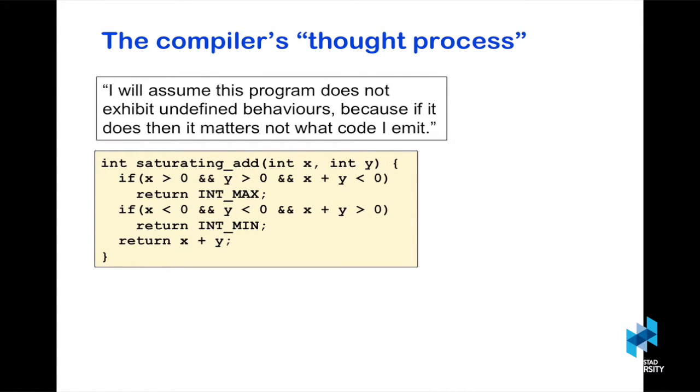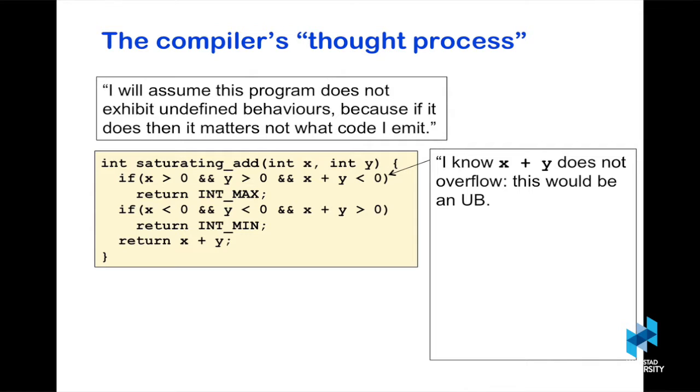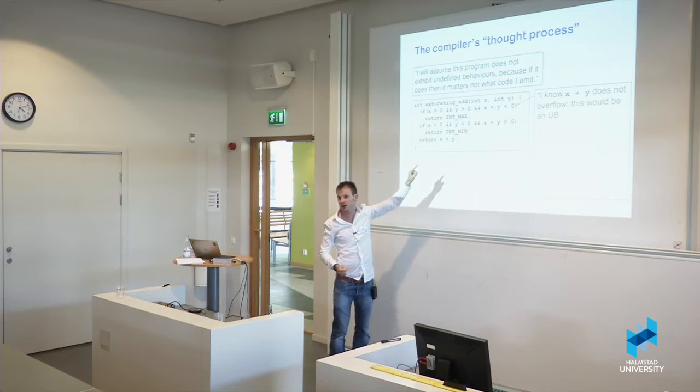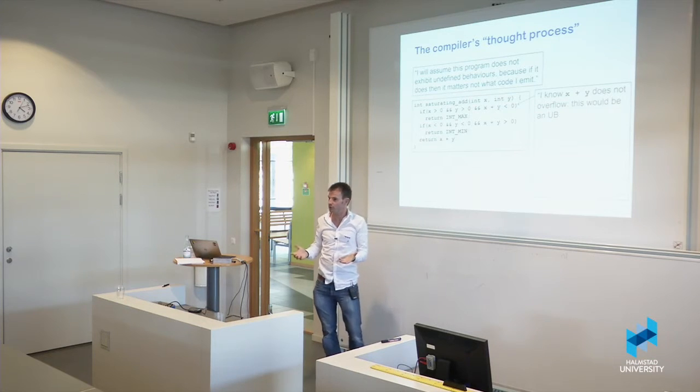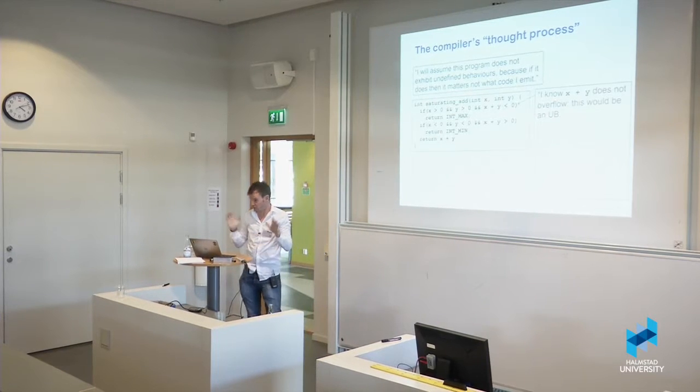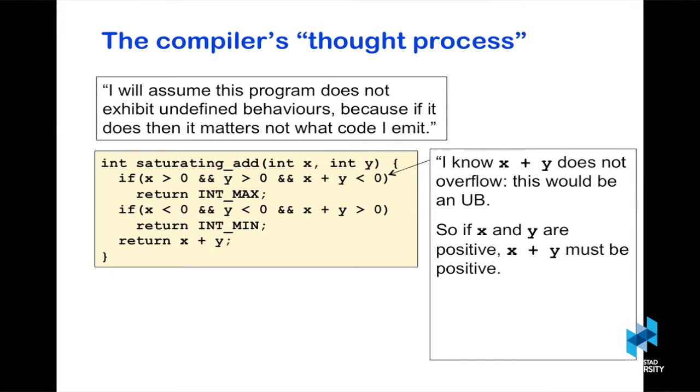And the compiler says, okay, I will assume this program does not exhibit undefined behavior, because if it does, then it doesn't matter what code I emit. So I know that x plus y doesn't overflow, because I know that if x is positive and y is positive, then the only way x plus y could be negative would be if there was overflow, which is undefined. So I know, therefore, that x plus y does not overflow, given the assumptions I'm making. So the condition of this if is equivalent to false.